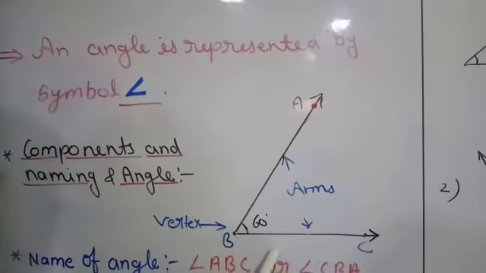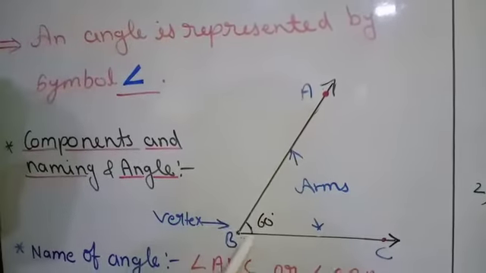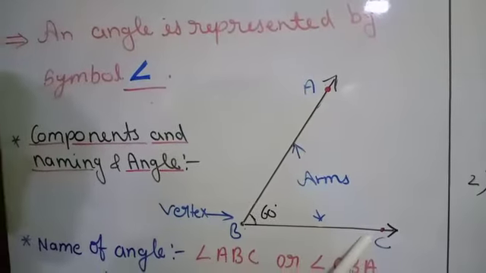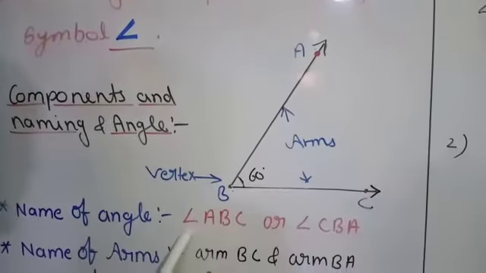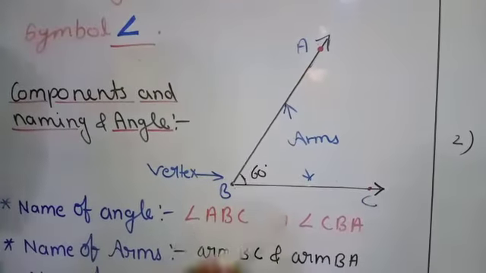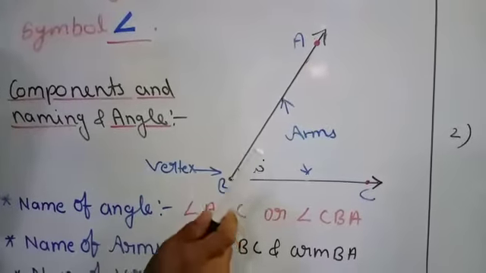So you can see here we have one angle. The name of the angle is ABC. So how are we going to write the name? Angle ABC. In place of the word angle we use the symbol, or we can write it anti-clockwise, angle CBA.